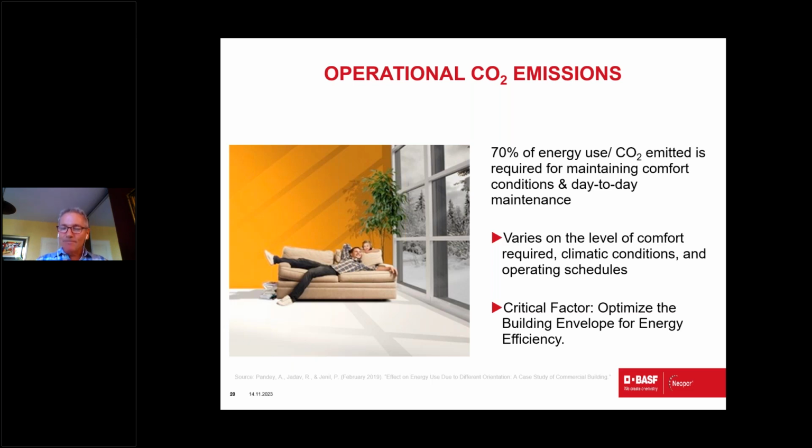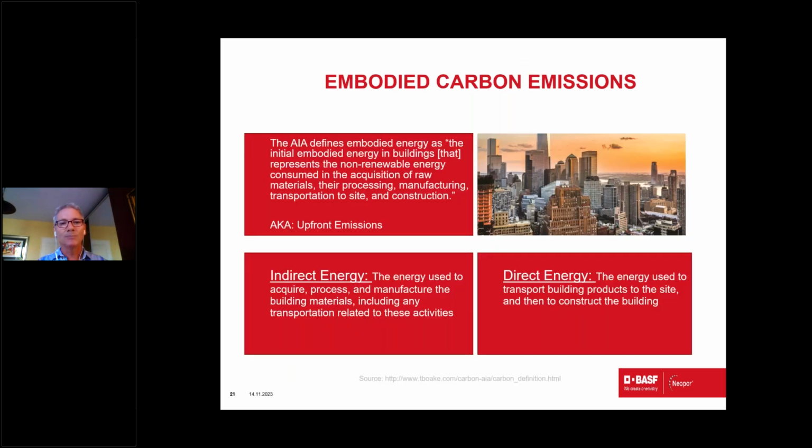So operationally, when we looked at that graph before, about 30% of all of our building CO2 comes from operations, and 11% came from materials. So that's why it's important to think about that way. So we'll talk about that when it comes up in our life cycle.